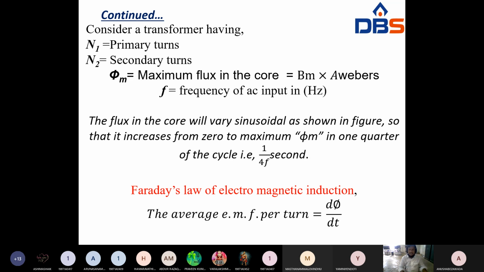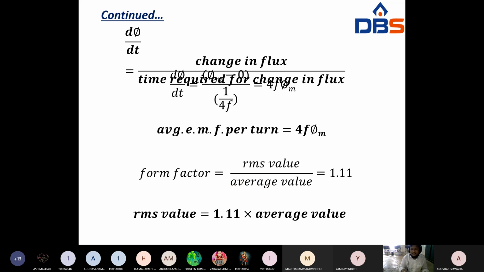Here also similar. So according to Faraday's laws of electromagnetic induction, average EMF per turn is equal to d phi by dt, where d phi is the change in flux, dt is the change in time. So d phi is nothing but change in flux. In the quarter cycle we considered, minimum flux 0, maximum flux phi m. What is the difference between these two? Phi m minus 0, that is phi m. Phi m by time required, as usual, same ditto. The time for a quarter cycle is T by 4, in terms of frequency 1 by 4f, right?